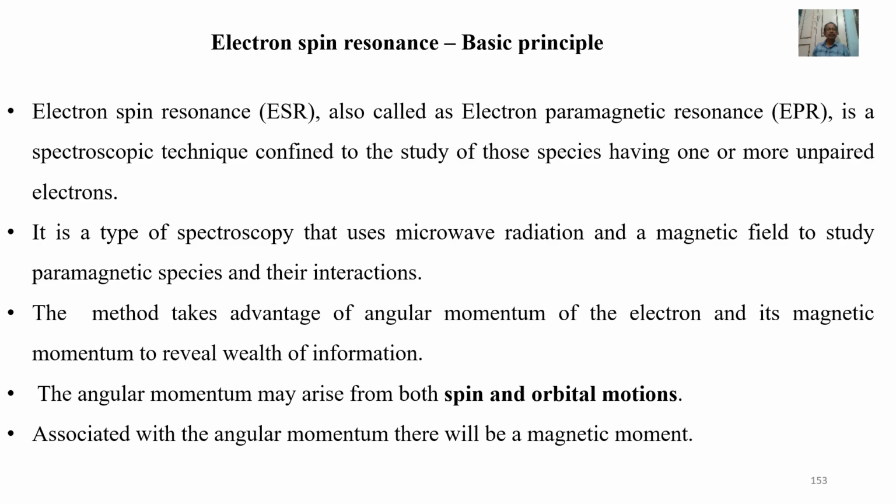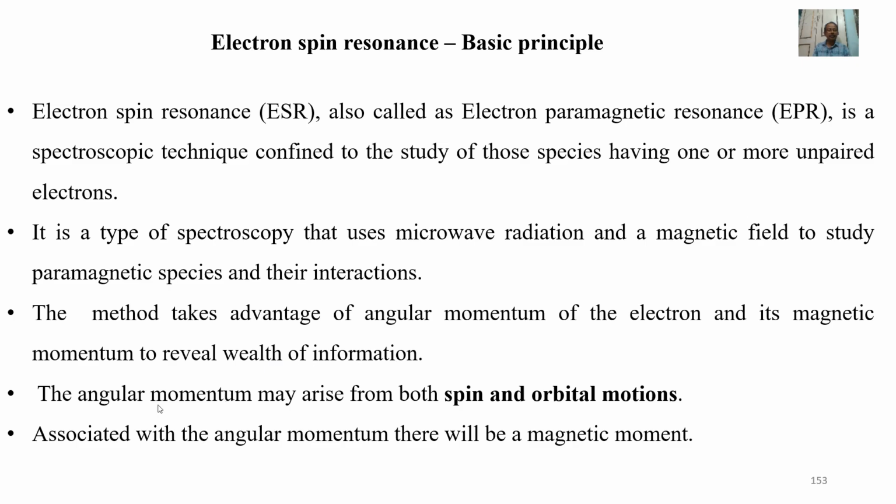Electron spin resonance (ESR), also called electron paramagnetic resonance (EPR), is a spectroscopic technique confined to the study of those species having one or more unpaired electrons. It is a type of spectroscopy that uses microwave radiation and a magnetic field to study paramagnetic species and their interactions. The method takes advantage of the angular momentum of the electron and its magnetic moment to reveal a wealth of information.